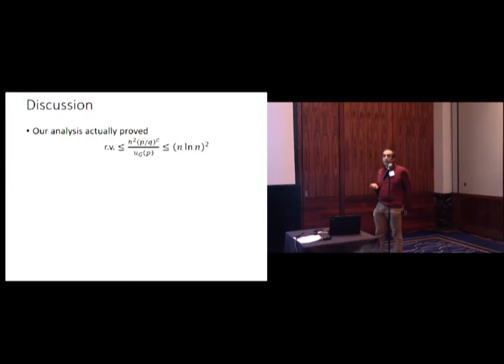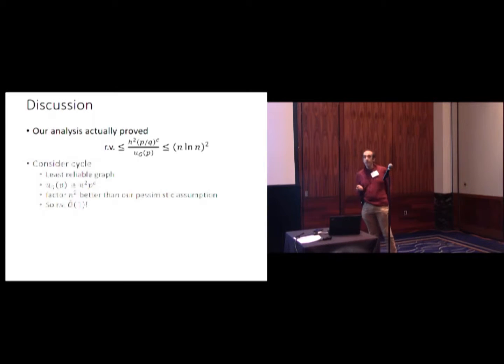So I want to finish with a very brief discussion. What our analysis actually proved was this bound on the relative variance. There's an h squared term in the numerator, which we showed was very small, and there's an unreliability of G term in the denominator, which we used to cancel the P term in the numerator. But actually, let's consider the cycle. It's the least reliable graph. Its unreliability is actually n squared P to the C.